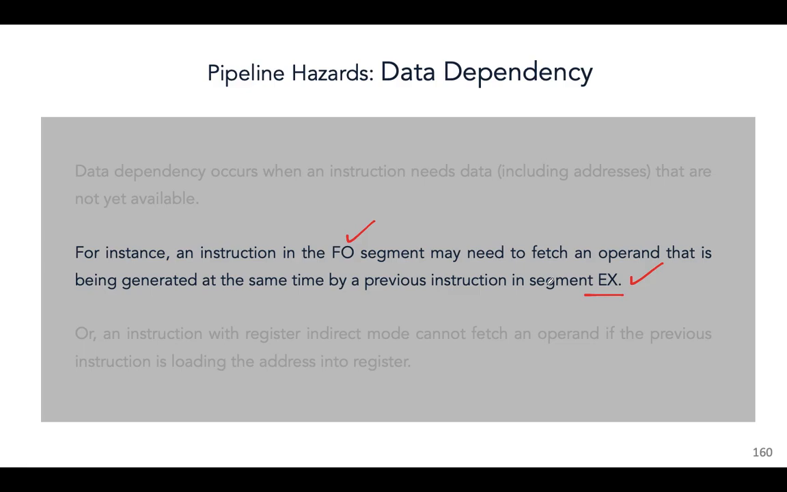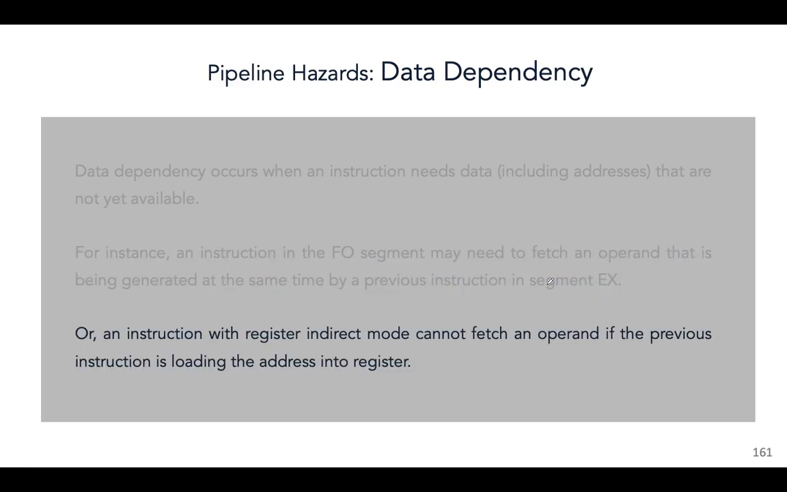Another way this kind of dependency occurs is if an instruction with register indirect mode cannot fetch an operand if the previous instruction is loading the address into the register. Now you have register indirect instruction modes, right? Such an instruction cannot fetch an operand if the previous instruction is loading the address into the register. Again, it will have to wait. This results in data dependency.